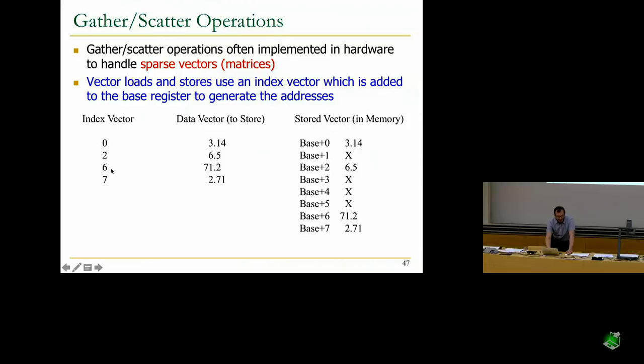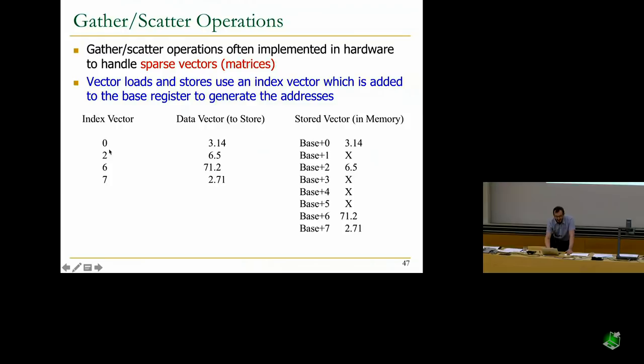It gets 71.2. Next cycle, base plus seven gets 2.71. That's the idea. Now we didn't do anything to base plus one, base plus three, base plus four, base plus five. We operated on only data stored in these addresses. And the way we enabled that was by going through this index vector that specified where exactly those addresses, those locations were. These are the offsets from the base.